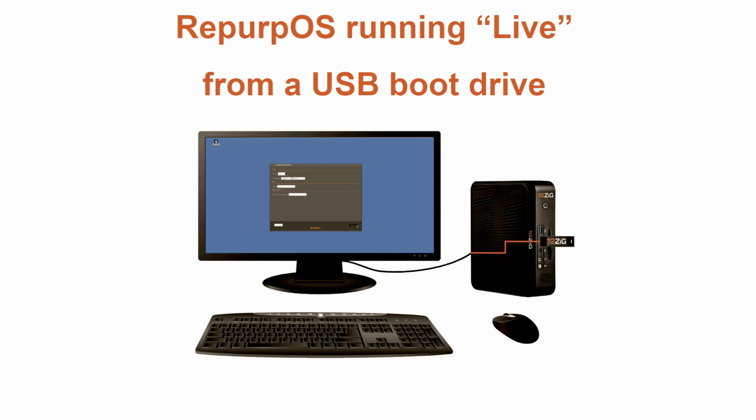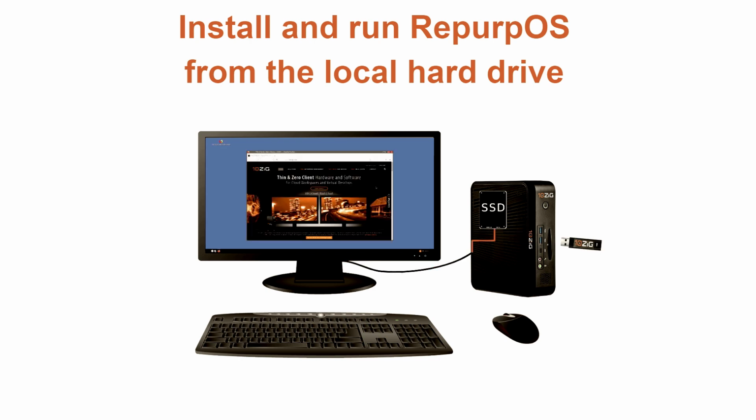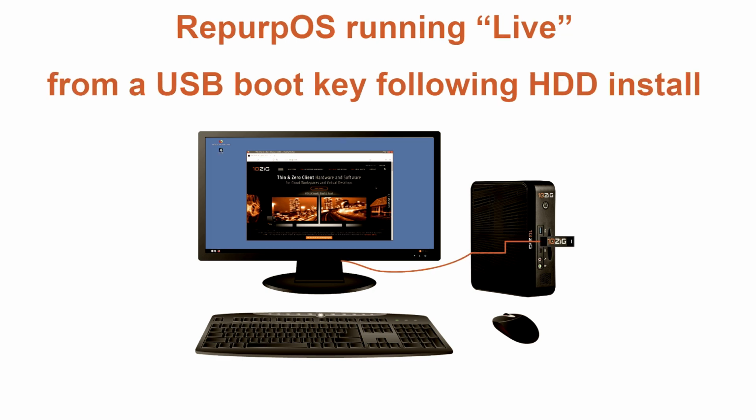But if we wanted to, we also have the option to install Repurpose from this USB device directly onto this physical hard disk, so that we overwrite the existing legacy Windows 10 OS already installed. This gives us the benefit of being able to use this converted machine without booting and running from the USB key in the future. However, even after you've installed Repurpose on the local hard disk, you can, if you wish, still boot and run it from the USB boot key.